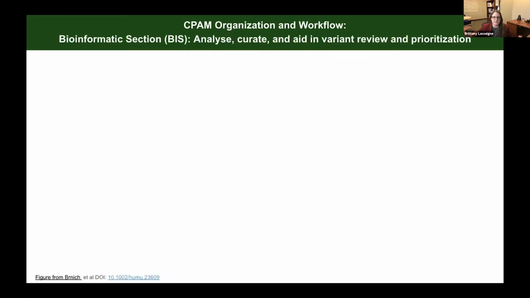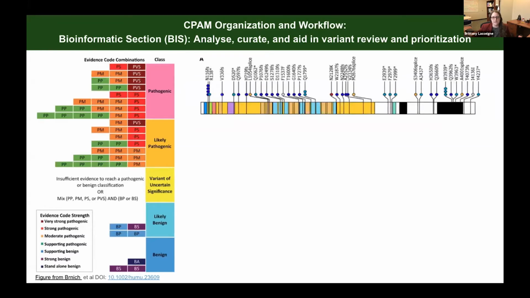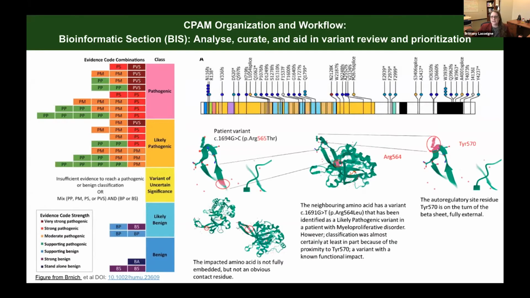So practically speaking, this means that the BIS is building tools and pipelines to aid with all the intricacies associated with analyzing, curating, and aiding in variant review and prioritization. And so this part has a lot of different moving parts that I'm gonna just briefly touch on given the short time, but that includes things like variant review analysis and reclassification in collaboration with the preclinical section according to ACMG guidelines when necessary. It also includes phenotype definition and exploration, patient and animal model genotype and phenotype comparisons, and really just trying to make sure that we have all the information that we can about the variant itself.